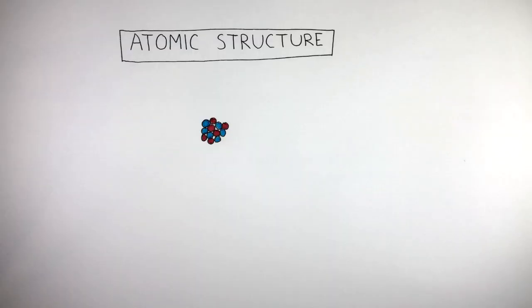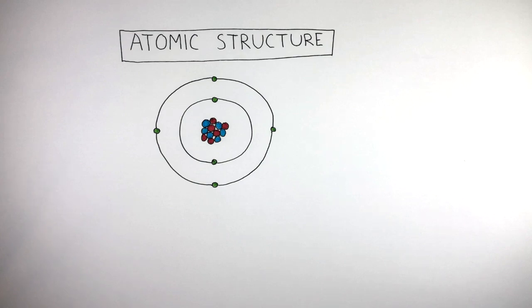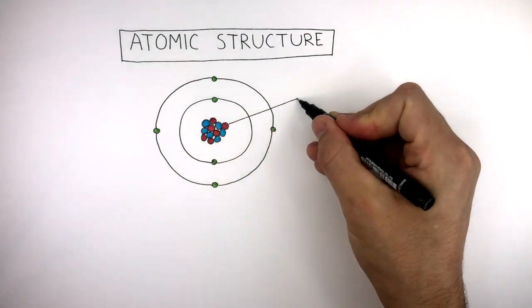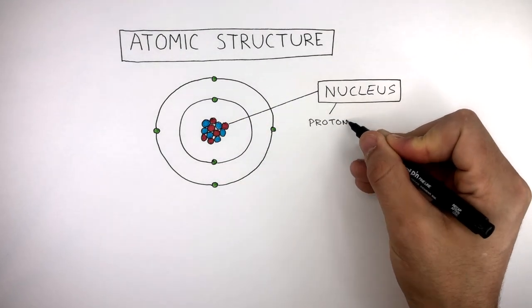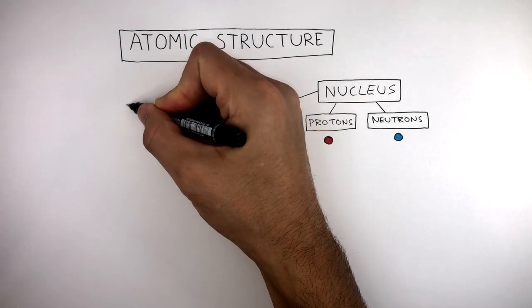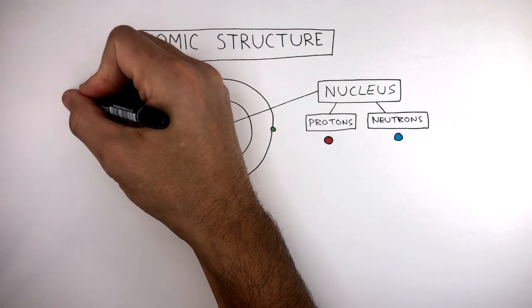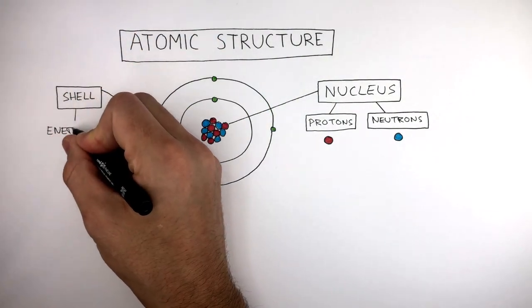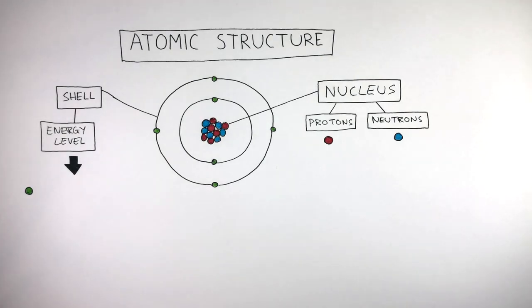The atomic structure consists of a nucleus at the center of the atom, surrounded by shells, also known as energy levels, which contain the electrons. This is the nucleus, which contains protons, represented by the red circles, and neutrons, represented by the blue circles. These circles surrounding the nucleus are known as shells, which are also known as energy levels. These green circles represent electrons, which are found in the shells, and they orbit the nucleus at set distances.